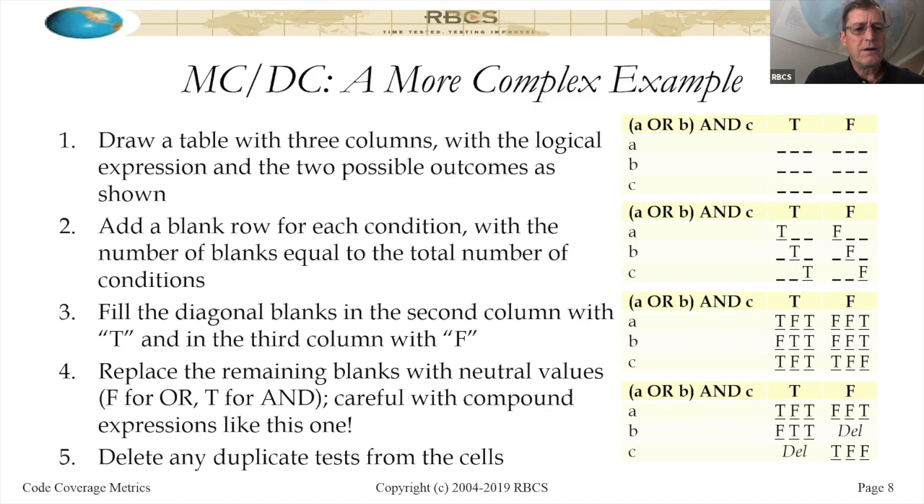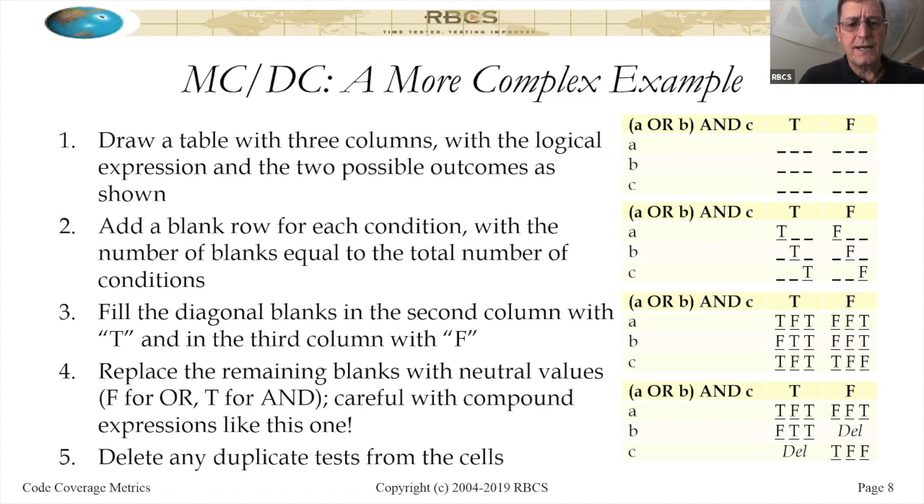Now, when we get to step 4, we replace the remaining blanks with neutral values. And again, it's false for or and true for and. The thing is that you have to be a little bit careful with compound expressions like this, because notice that when we're dealing with the A or B expression, then we're going to be using false. But when we're dealing with the overall quantity (A or B) and C, then the neutral value of that sub-expression A or B is true. Now, we can do any combination of A or B that results in that neutral value of true. So that's why if you look down at the C row in the third example table, I have true, false in the true column and true, false also in the false column.